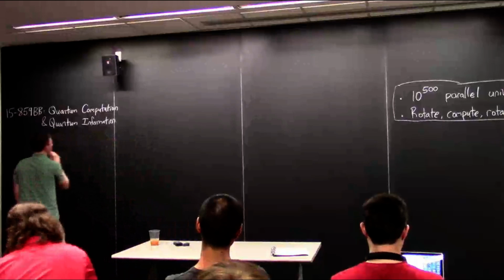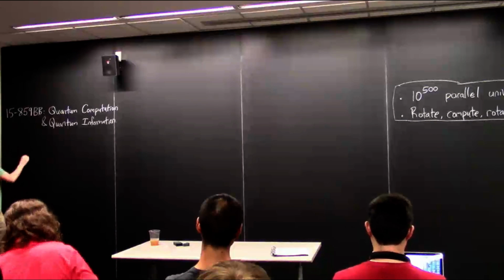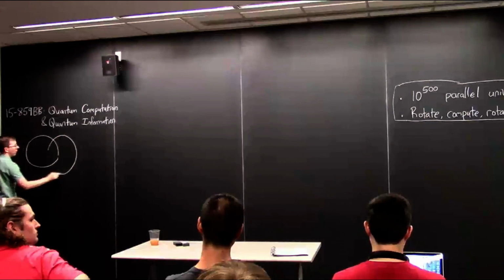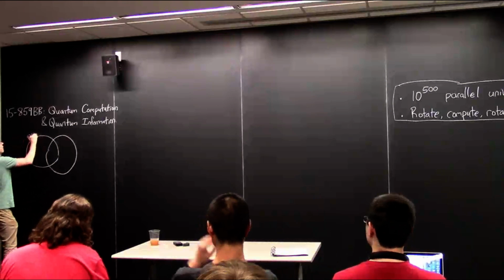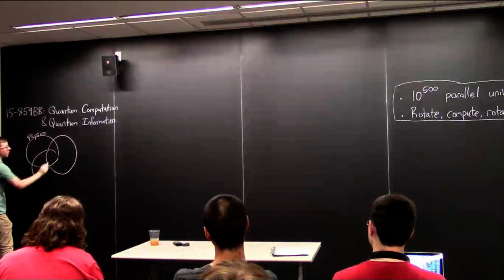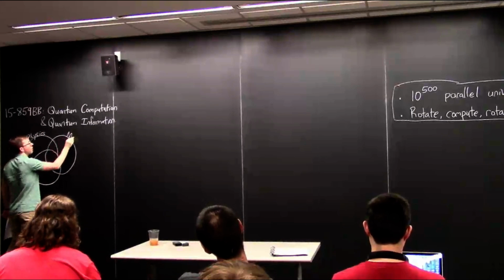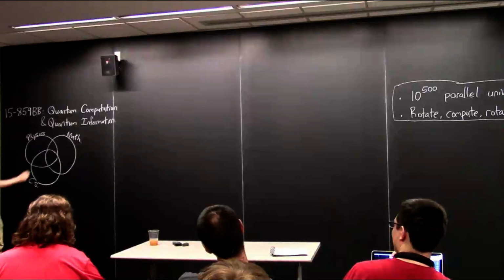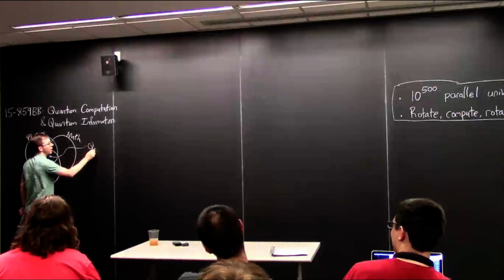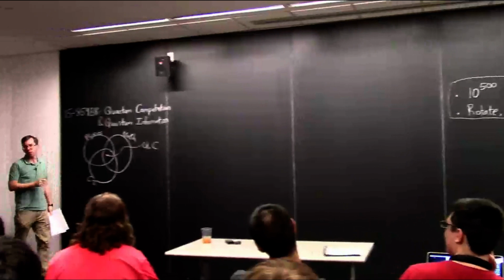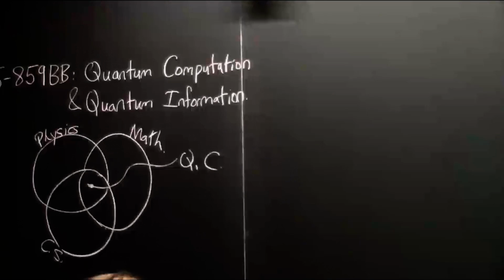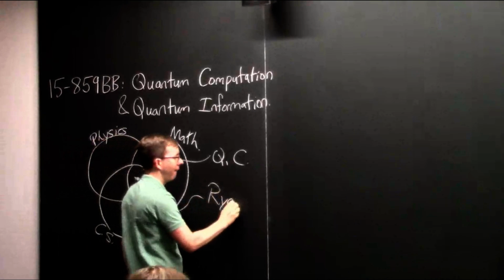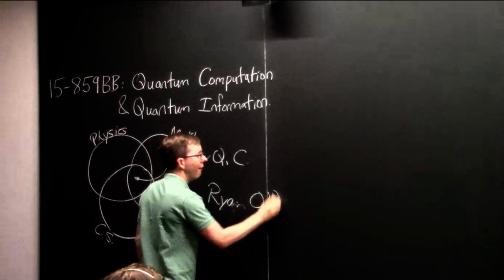OK, so quantum computation, quantum information, what is it about? Let me draw a little Venn diagram here about this topic. This is physics. Luckily, there's only three things here, so I can make a nice Venn diagram. This one is math. This one is computer science. So quantum computation is right in here. It's a topic that's at the center of these three things, physics, math, and computer science. And right here is me. Oops, can't spell my own name.